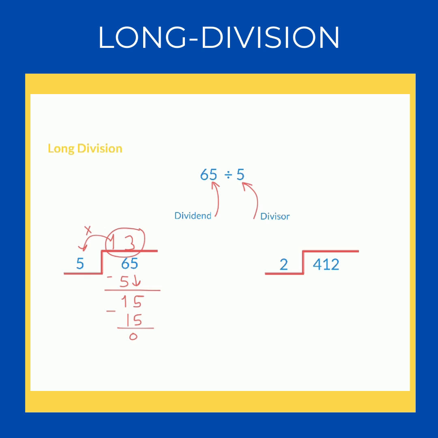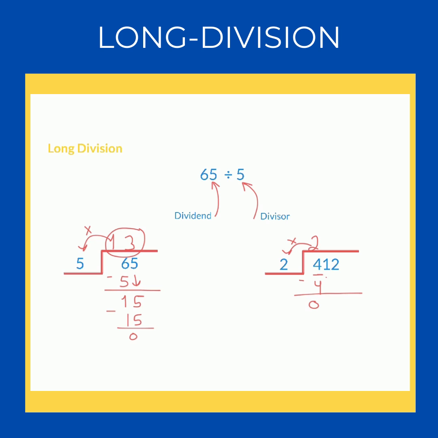Now in the second one, I have 412 divided by 2. So again, the first number is 4. So I need to think of a number that, when I multiply it by 2, will give me 4. So that number is 2, because 2 times 2 is equal to 4. And now I will subtract, so 4 minus 4 is 0.